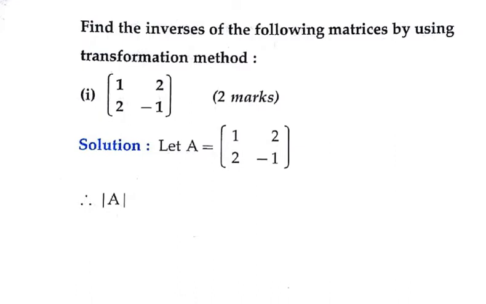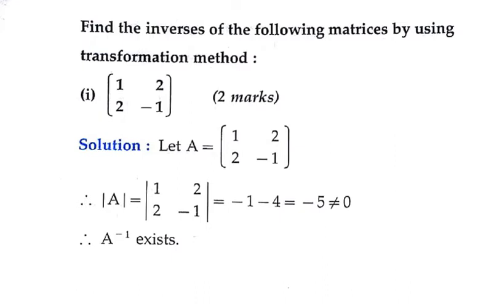So the determinant of A can be written as the determinant of 1 2 2 minus 1. And now everyone knows the expansion of this determinant. Just cross multiply and subtract. So 1 into minus 1 minus 2 into 2 is 4. So the result is minus 1 minus 4. So the answer is minus 5, which is not equal to 0. Hence for the given matrix, A inverse exists. Once A inverse exists, then we can start with finding the inverse.